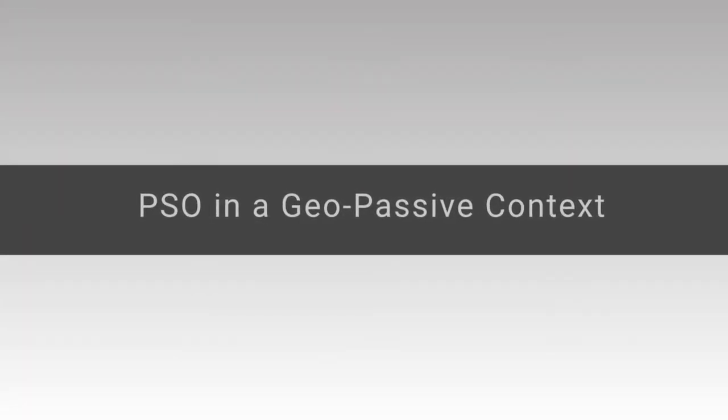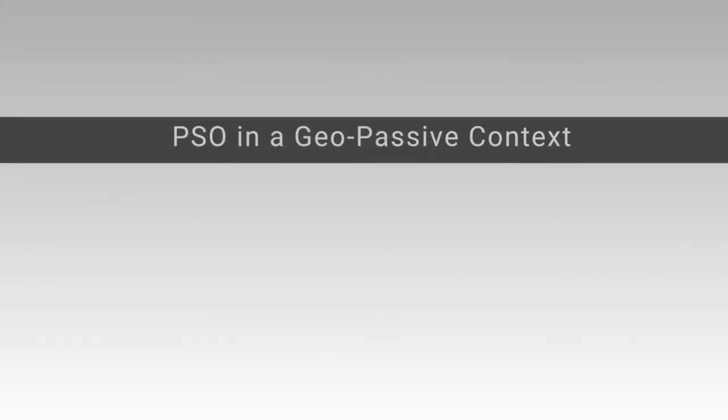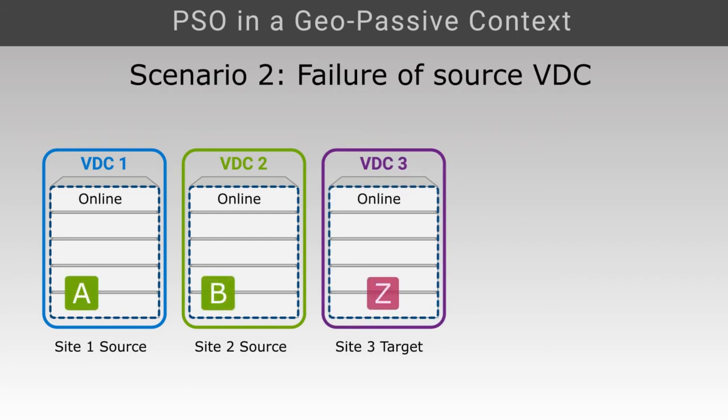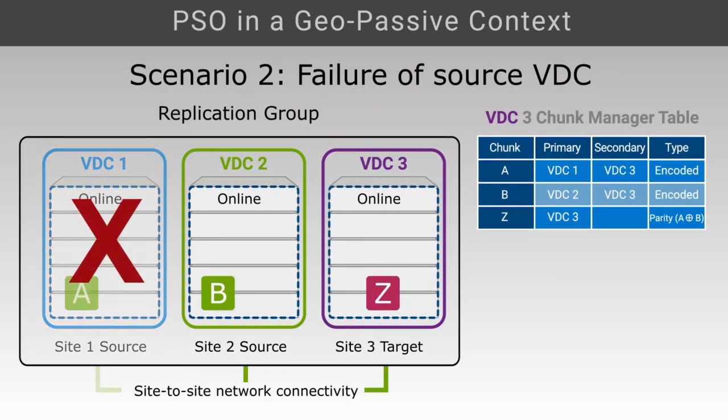Let's discuss the second PSO scenario in a geo-passive context when a source VDC fails. The administrator initiates the PSO procedure, which includes transferring ownership of namespaces, buckets, and objects owned by VDC1. The priority for the federation is to recover all primary data from the lost VDC.